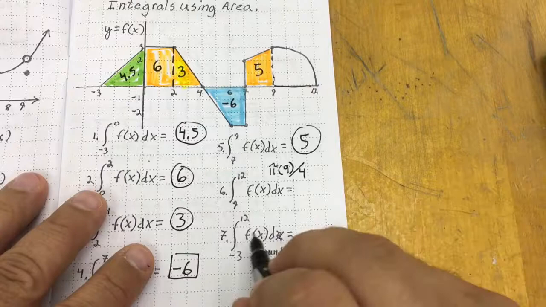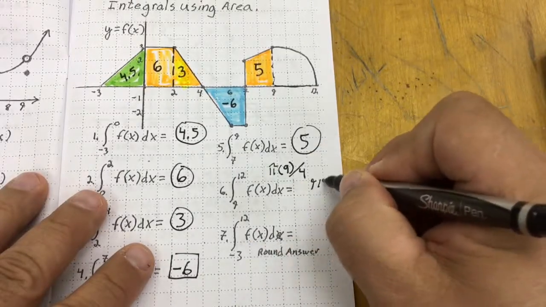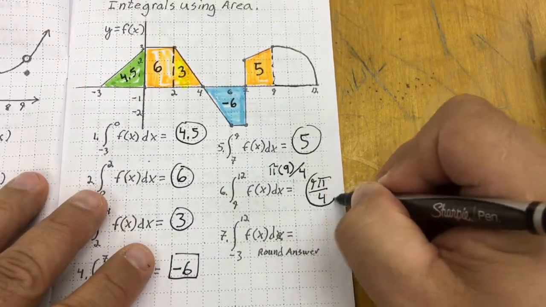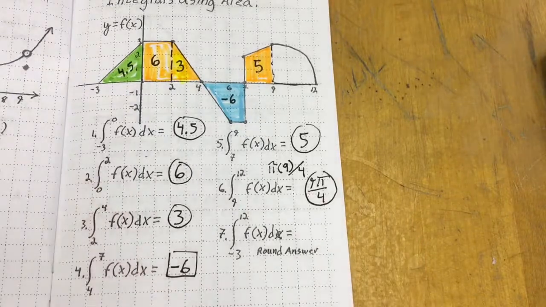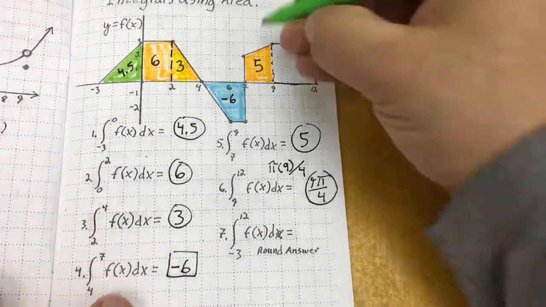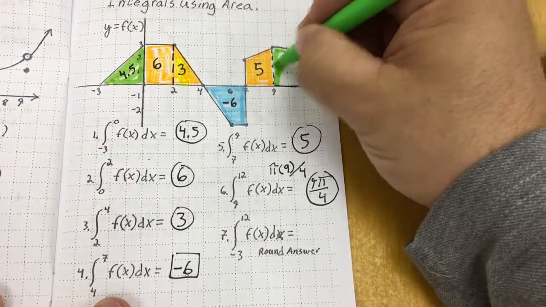Or I'm just going to leave it as 9 pi over 4. And that'll be my answer for that quarter circle over there in the right end. 9 pi over 4. And that's the area I found for that.